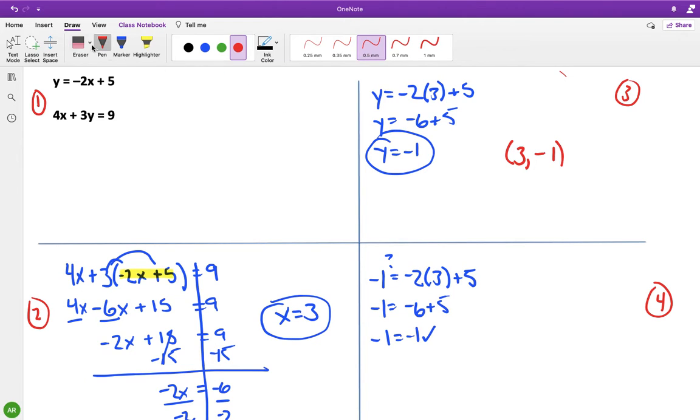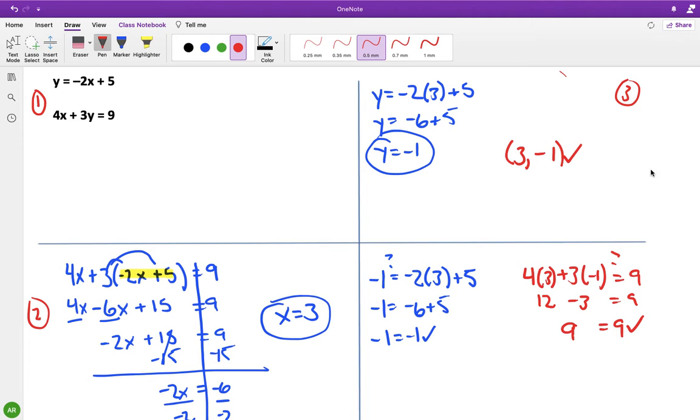Okay, let's do it for the second equation. So we have 4x, and we're going to replace x with 3, plus 3, and then we're going to replace the y with negative 1, equals 9. Okay, so 4 times 3 is 12. 3 times negative 1 is negative 3. 12 minus 3, 9 equals 9. It works. Therefore, that is our correct answer.